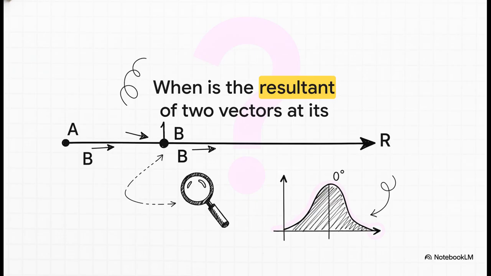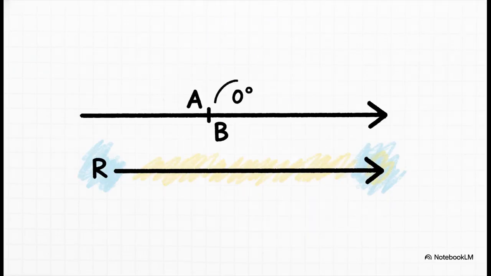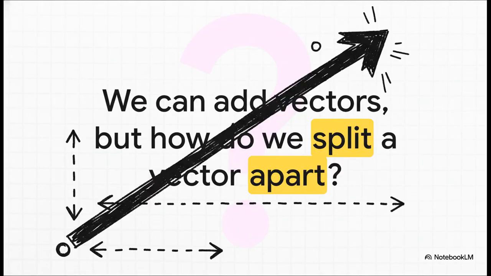What do you think? You got it. It's when the angle is 0. That means the vectors are pointing in the exact same direction. They're helping each other out completely. Cosine of 0 is 1, which is the highest value cosine can be, so you're just adding their magnitude straight up. Perfect teamwork.